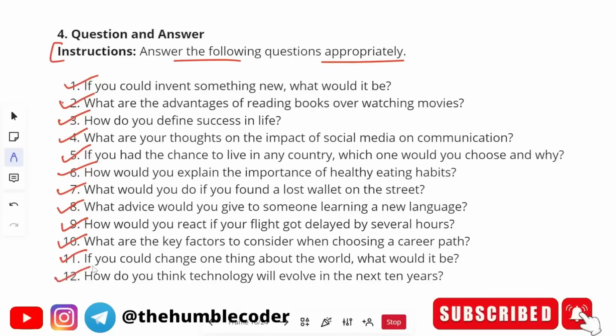How do you think technology will evolve in the next 10 years? The answer can be, technology will likely advance in artificial intelligence, automation, and renewable energy. We might see more smart cities, self-driving cars, and breakthroughs in healthcare and space exploration.